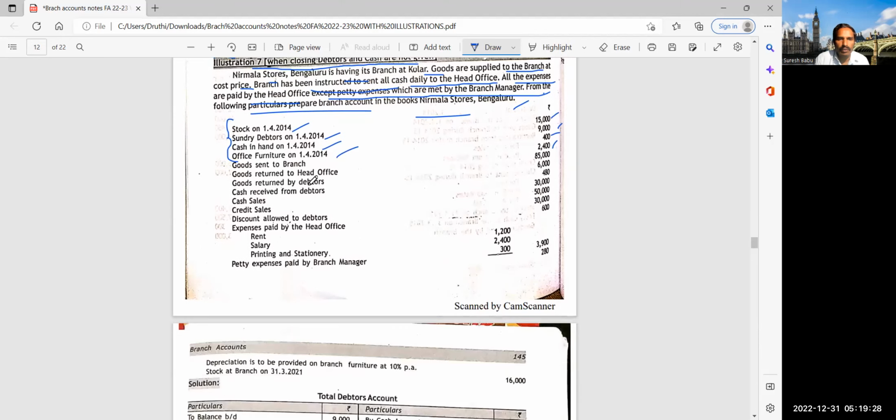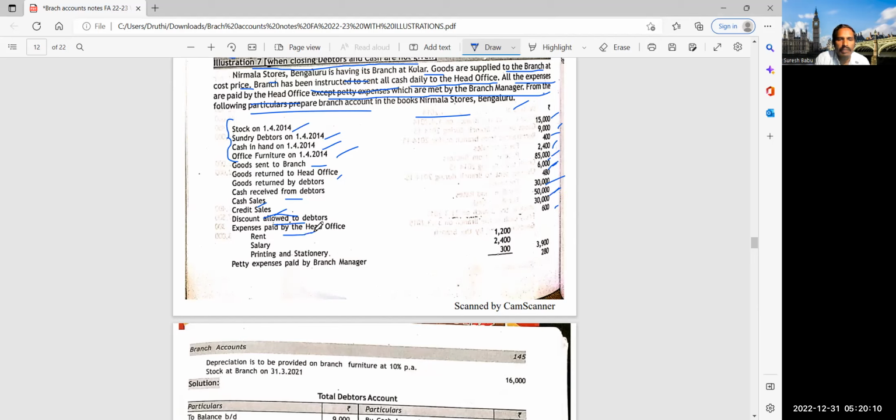These are all opening assets, which will be debited to branch account. Goods sent to branch 85,000, goods returned 6,000. 85,000 is debited to branch account and 6,000 is credited. Then cash received from debtors: cash sales 30,000, credit sales 50,000. Cash sales is given, so you would be returning it to head office by recording it on the credit side. Credit sales of 50,000 has been given to help you find closing debtors. Discount allowed to debtors, 600 rupees, has to be recorded in the memorandum debtors account.